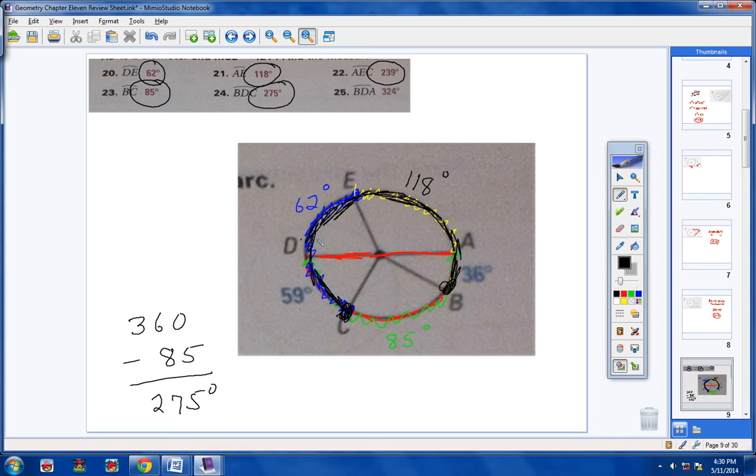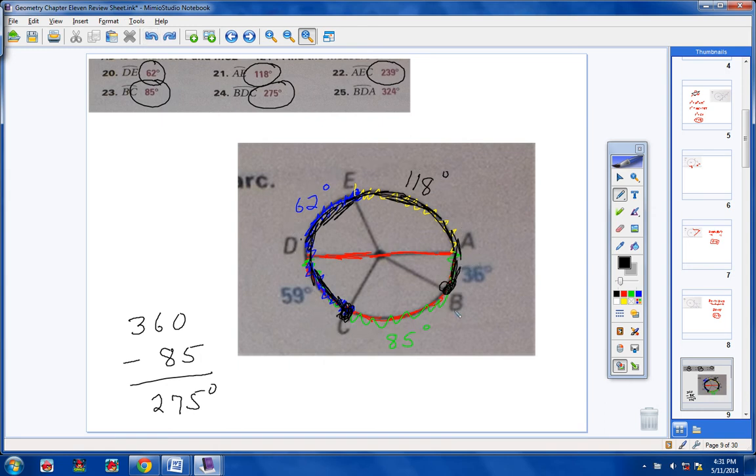And then last but not least, arc BDA. Well, students, first of all, you understand you definitely don't want to start here at B and go to D this direction here, because if you do that, then next you go to A, you're going to circle all the way around and have an overlapping arc right here. So as soon as you see that, you know you're going the wrong direction.